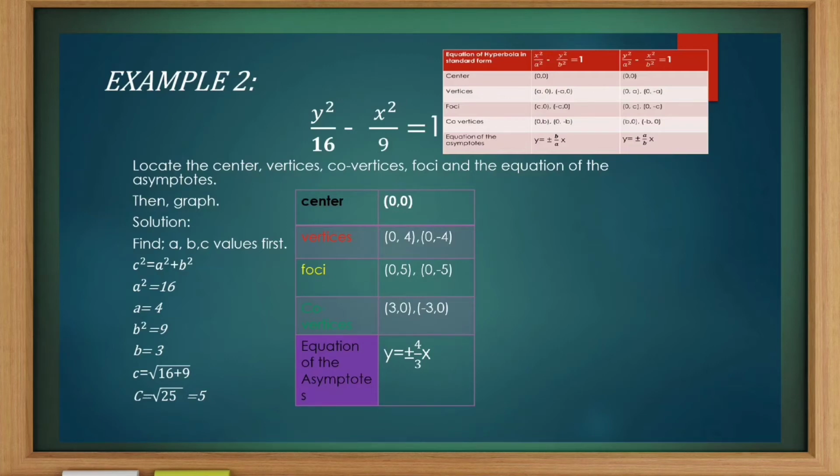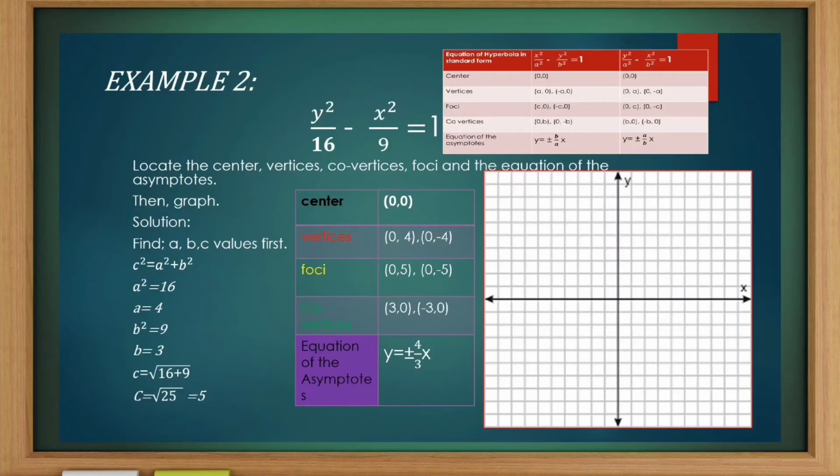After looking for the values of these parts of the hyperbola, let's graph this one using the Cartesian coordinate plane. We have the center at the origin, the vertices, the foci, co-vertices. Then using the central rectangle, plot our equation of the asymptotes. Then put the branches and name this asymptote as y equals 4 over 3x, and the other one is y equals negative 4 over 3x.